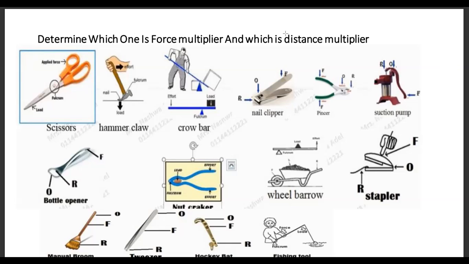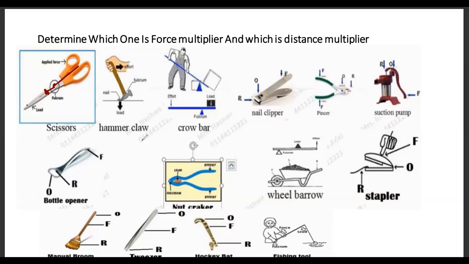First example is scissors. Here is a pivot, and we apply the effort here. So the distance from here to here is the effort distance, and we place the load here in this position, not here. So the distance from here to here is shorter. So scissors is a force multiplier. Why? Because the effort distance is longer than the load distance.